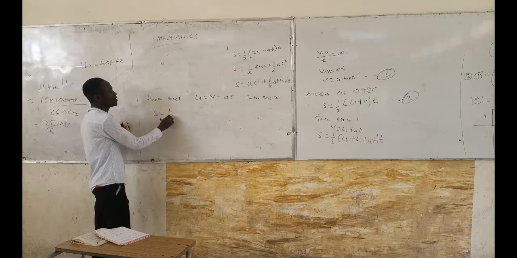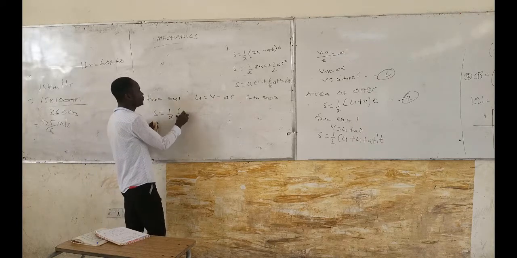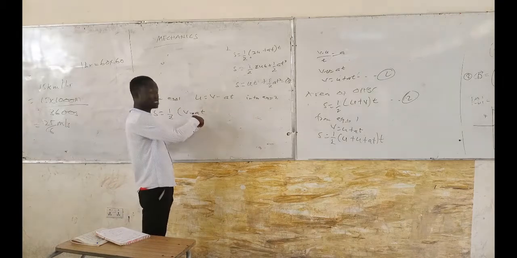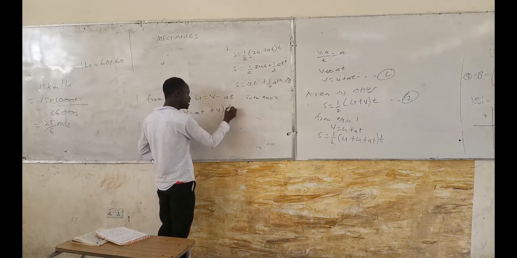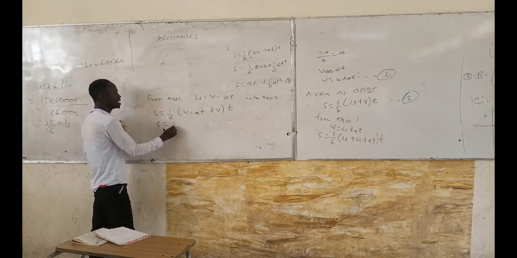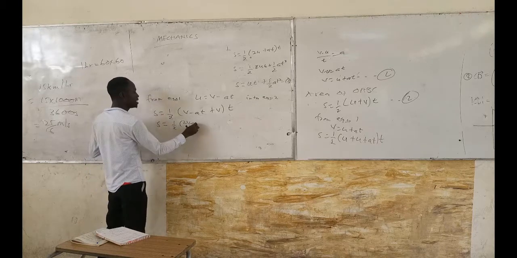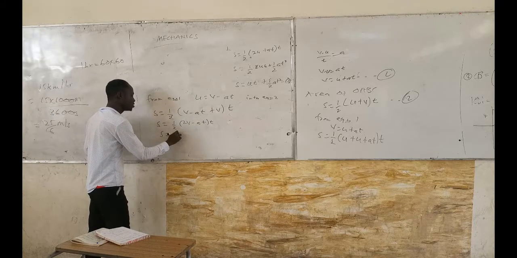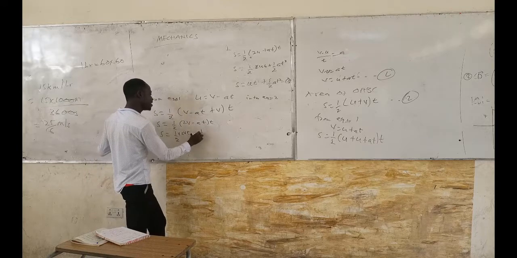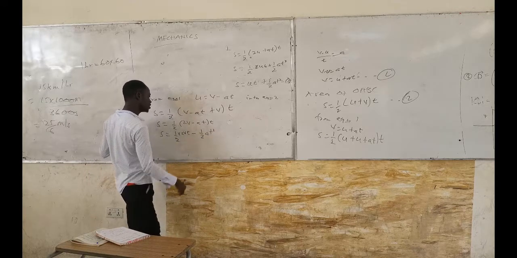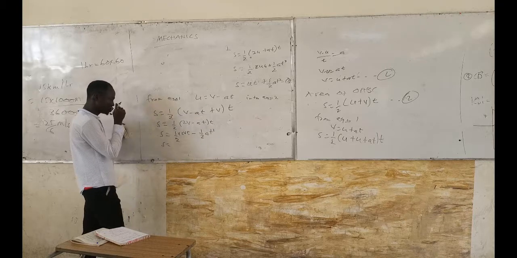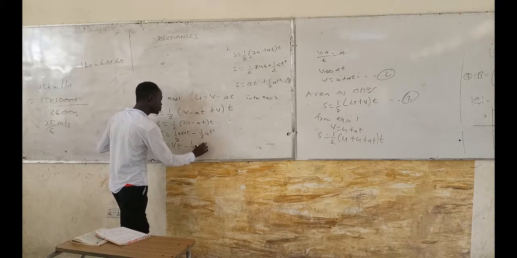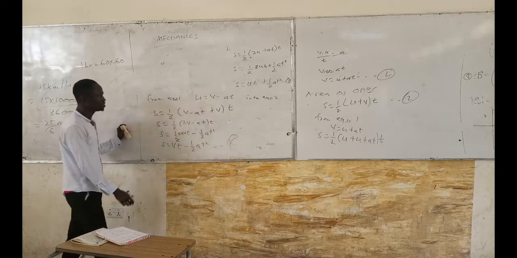So S will be equal to half of (V minus at plus V) multiplied by t, because U is V minus at. In this case, our S is half of (2V minus at) times t. So we can multiply and get something nice: half times 2Vt minus half at squared. So finally, our S is Vt minus half at squared.